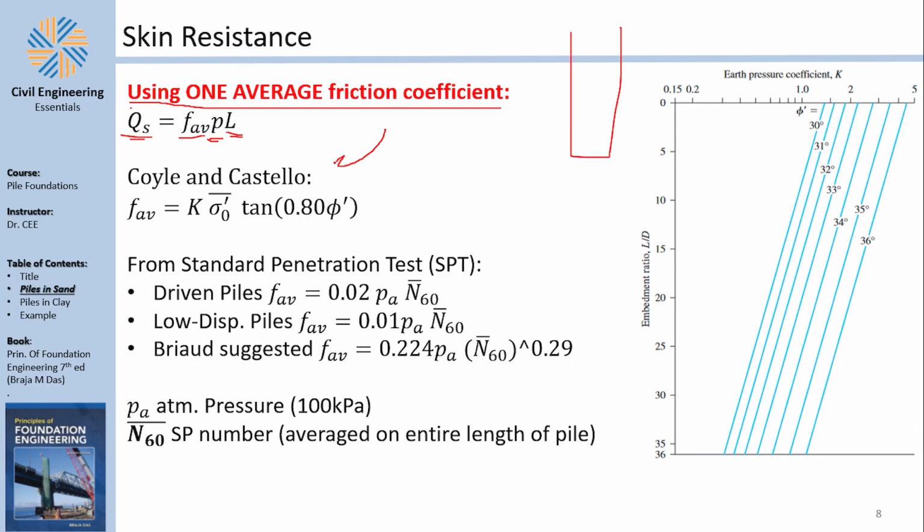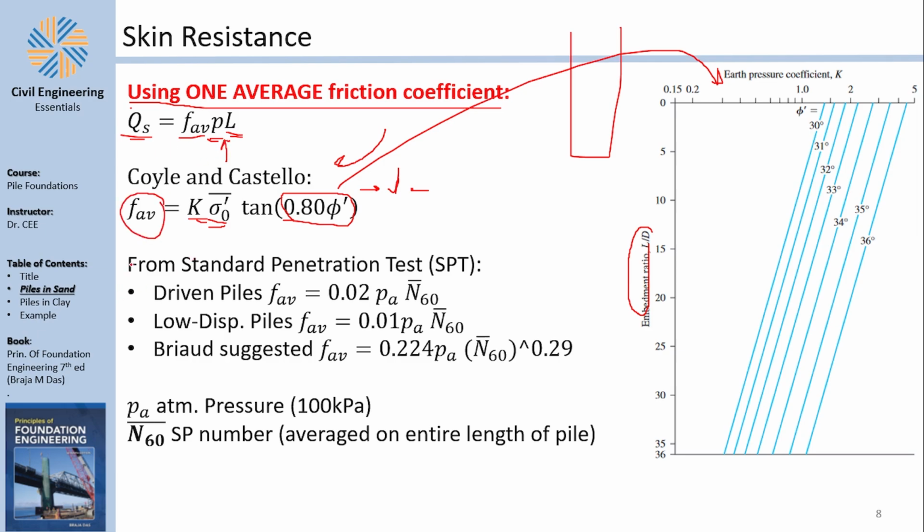Once again, we have Coyle and Castello's method, which says f average equals K sigma tan delta. Remember that sigma in Coyle and Castello is the average between the vertical sigma and two sigmas from the left and from the right. Also notice that Castello here assumes 0.8 for the delta. How can I find K? Easy enough. Since we're talking about Coyle and Castello, you will have a function here or a graph here where you apply the embedment length and get out your coefficient. Pretty easy enough. Of course, if you have f average, then multiply by perimeter and length, and you're good to go.